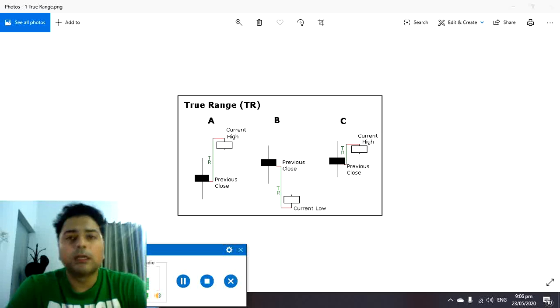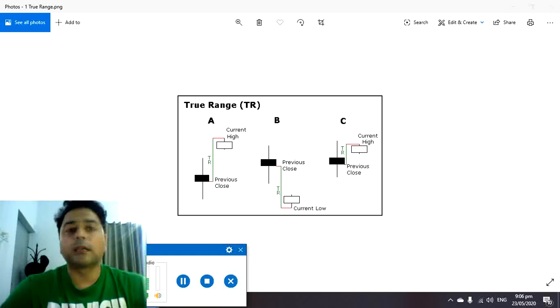Method 1, current high less current low. Method 2, current high less previous close, absolute value. Method 3, current low less previous close, absolute value. Absolute values are taken to ensure positive numbers.